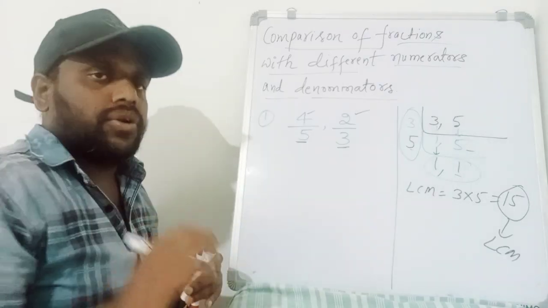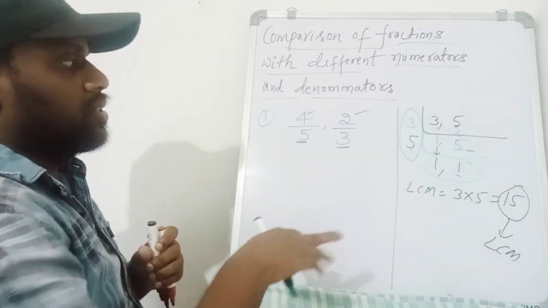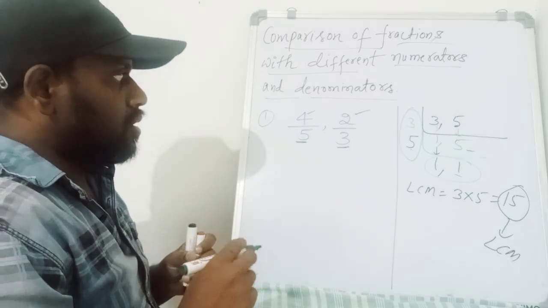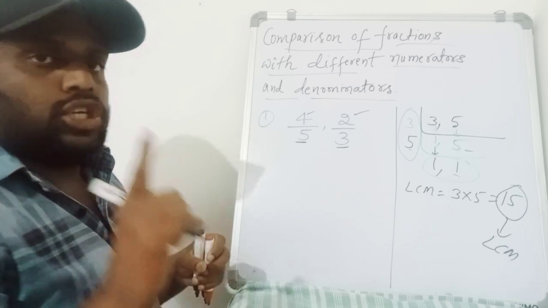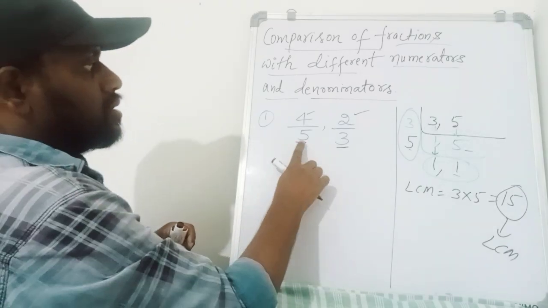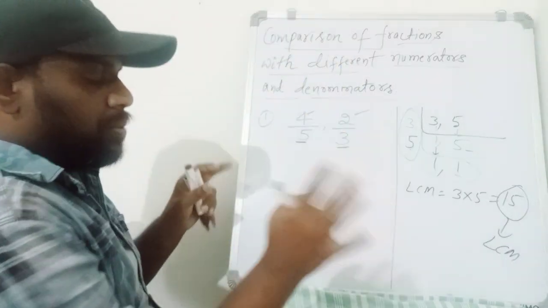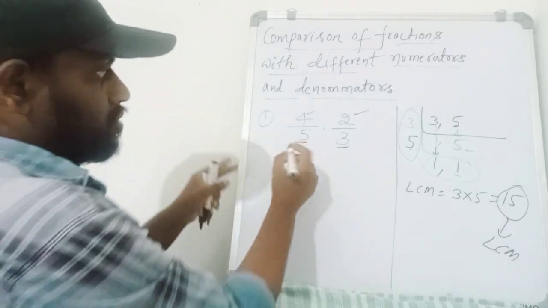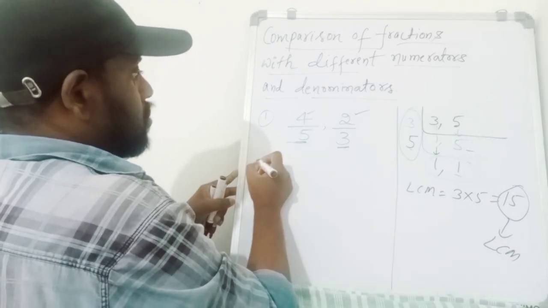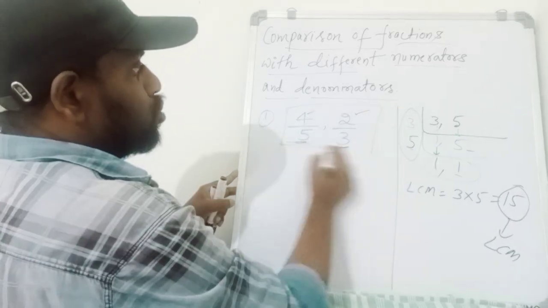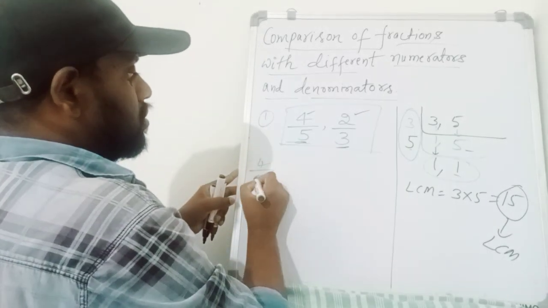Now what we have to do here: consider each fraction separately. You have to make this denominator 15. For example, I will take the first fraction. I will put a box for these two. The first fraction is 4 by 5.